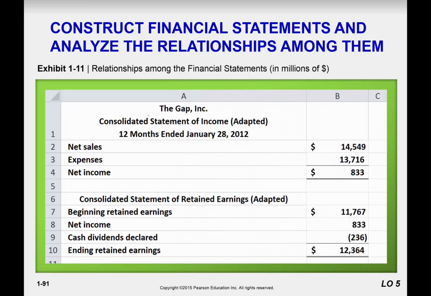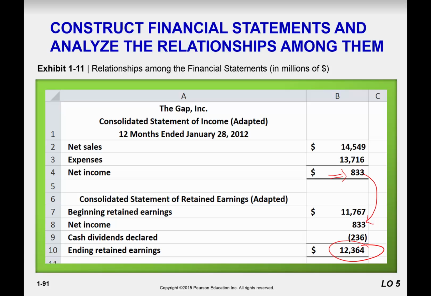So here you see that we have net sales minus expenses equal our net income. And then we see that our net income is right here as part of our statement of retained earnings. And we have the beginning balance, right? And our net income, which is above, is $833, gets transferred down.